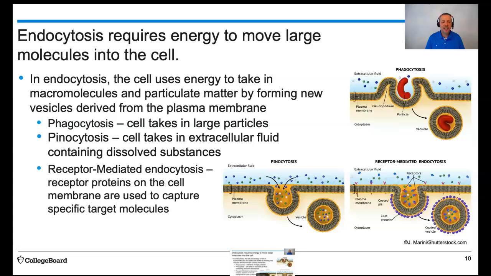There's an added step before it makes the vesicle. It's a receptor binding to a molecule. A molecule binding to a receptor. Then it does what the normal endocytosis would do.